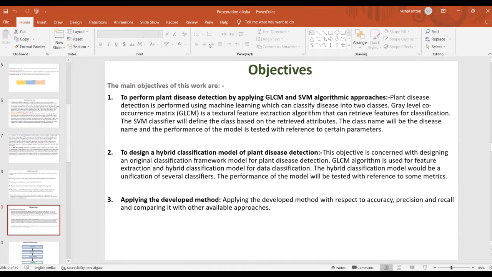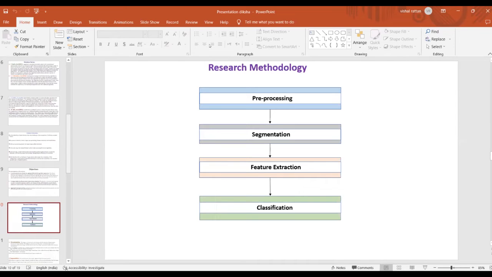Applying the developed method with respect to accuracy, precision, and recall, and comparing it with the other available approaches. Then we have research methodology. In this, first is pre-processing, and the second is segmentation. Then we have feature extraction, and then we have classification.